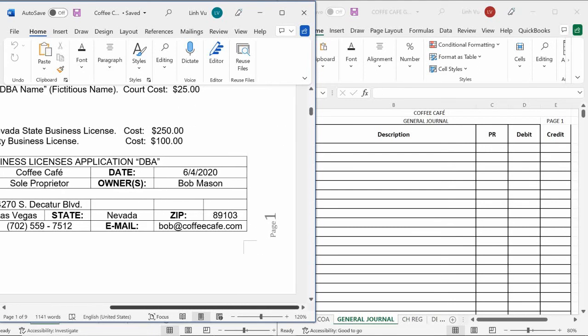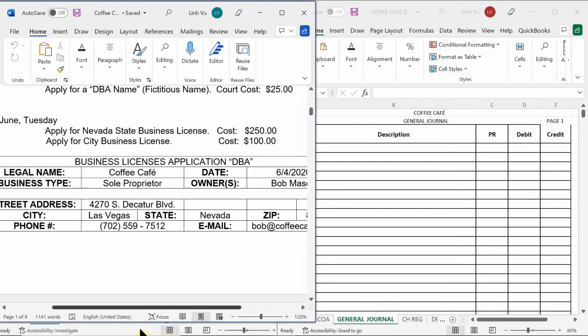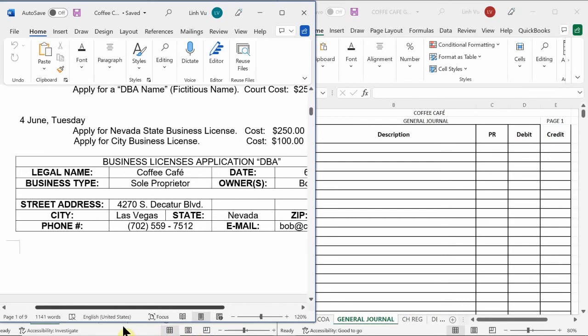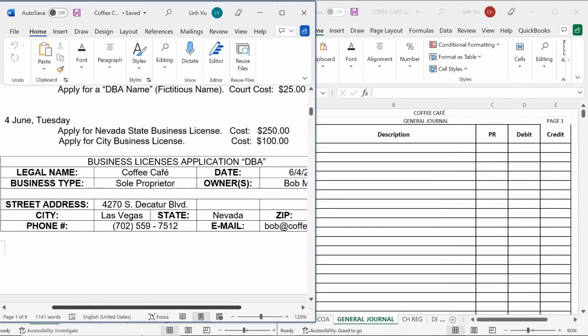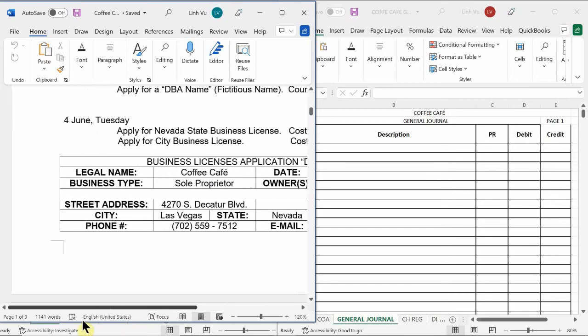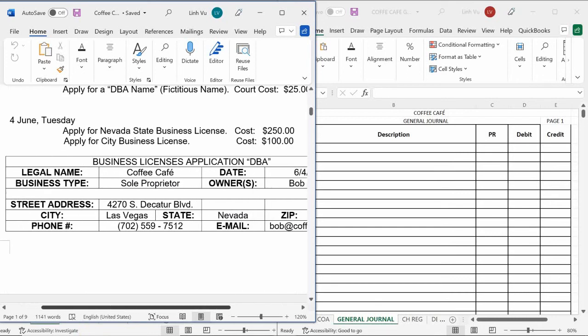So the owner is Bob Mason. We put the date in here. Here's the address. This is the email that Bob's going to have them reach out to. There's the phone number, and so on and so forth. So he submitted paperwork to get permission from the state and the city to do business.